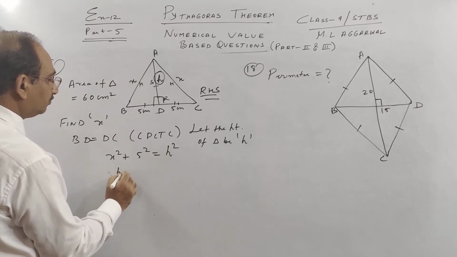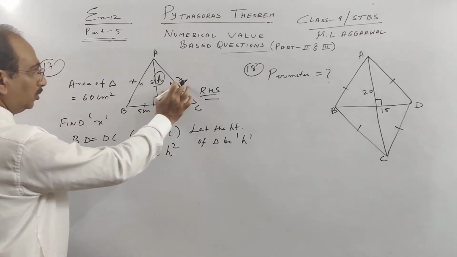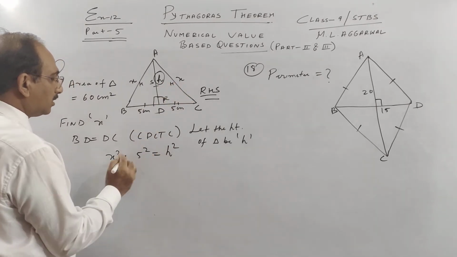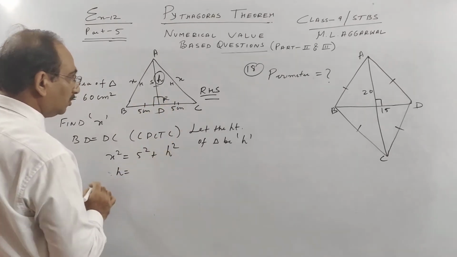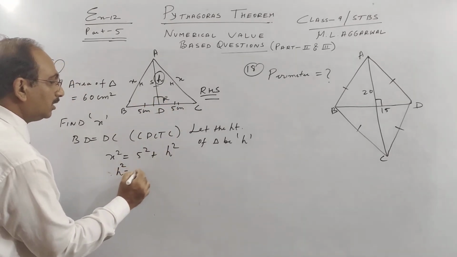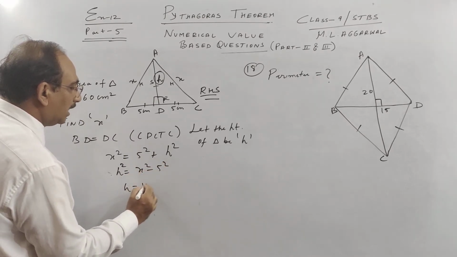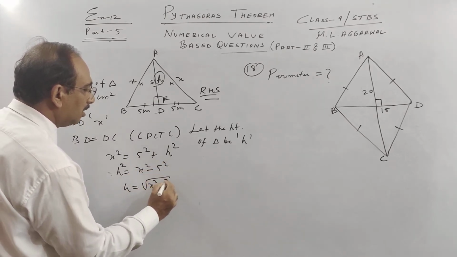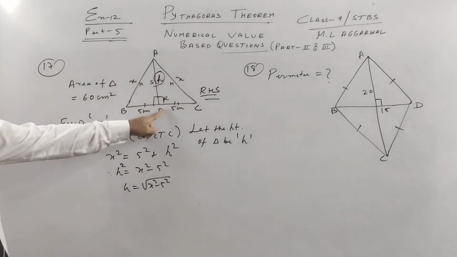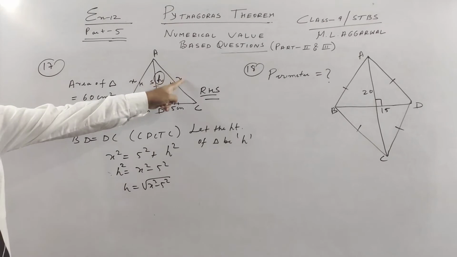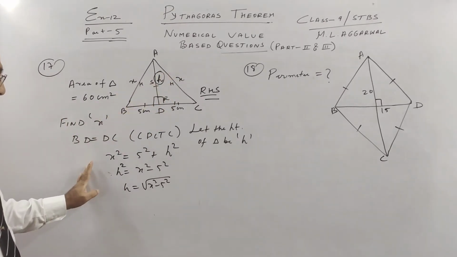h is x square, no, this is bigger, x square is equal to 5 square plus h square. Okay, so h square is x square minus 5 square, and h is the square root of that. Once more, this square plus this square, children, is this square. So x square is this square plus this square. This triangle also you can take the same thing, they are congruent triangles.